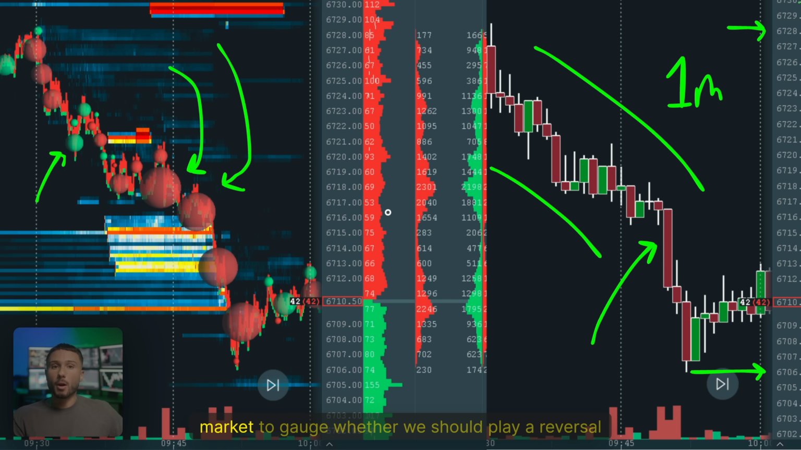One thing that really catches my attention here, and this is going to work better in a trending market, is to gauge whether we should play a reversal in a trend and play a counter trend, or whether we should play a continuation setup and the market's going to continue moving in that direction.